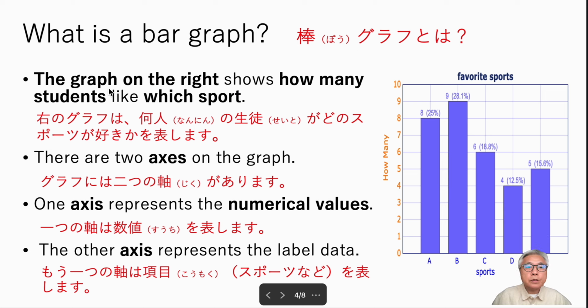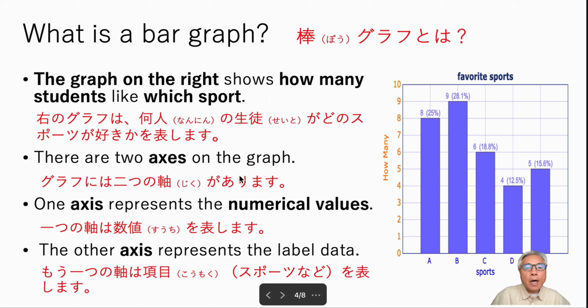棒グラフとは何でしょうか？ Okay. The graph on the right. Look at this right. 右側を見てください。The graph on the right shows how many students like which sports. How many students like which sport. Right? 右のグラフは何人の生徒がどのスポーツを好きかを表します。The graph on the right shows how many students like which sport.